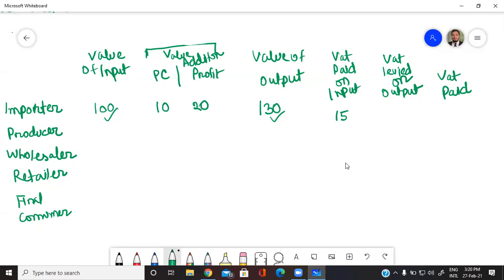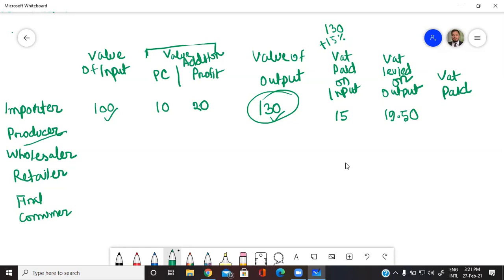And now if he goes for selling this output to the producer, at which price will he sell this? 130, and he will have to collect the 15% VAT. So it should be on 130. So what will he do? He will add 15% on 130. Then he will sell the good to the producer. So how much is 15% on 130? It is 19.5. Yes, sir. Okay.